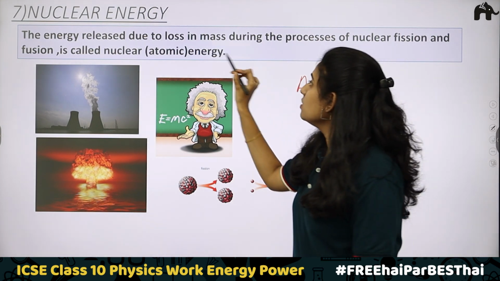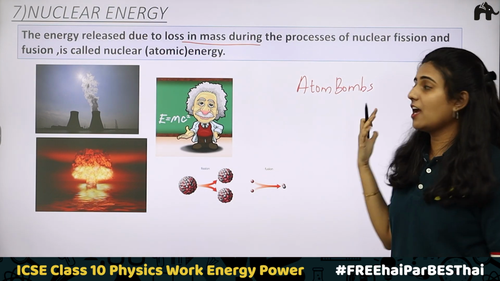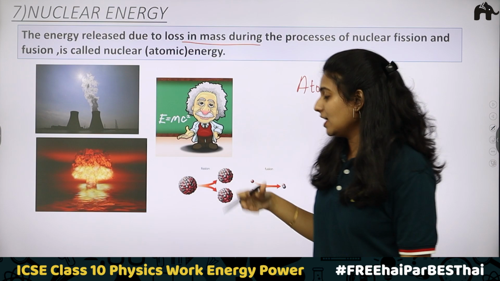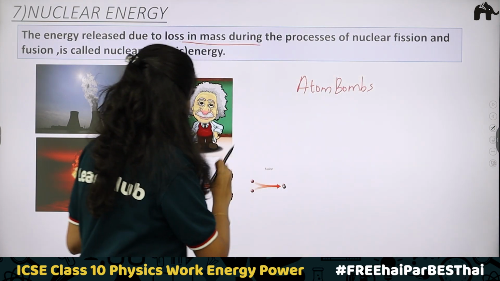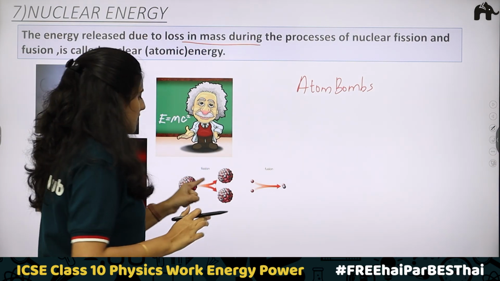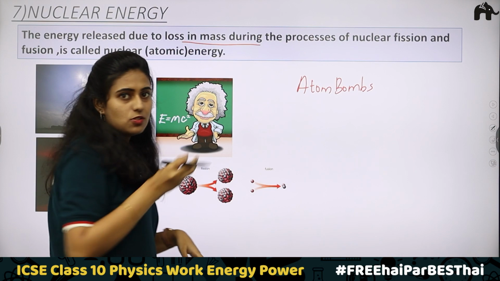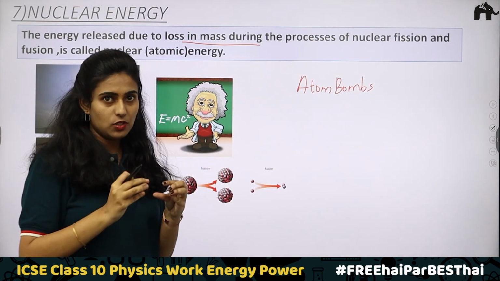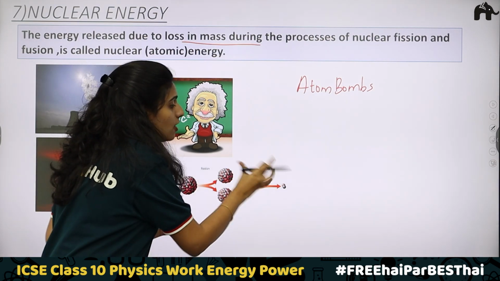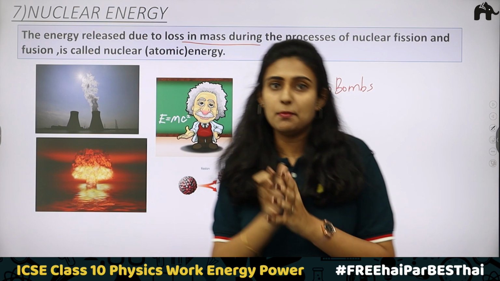The energy released due to loss in mass during the processes of nuclear fission and fusion is called nuclear or atomic energy. What is fission and fusion? When a nucleus breaks into two smaller nuclei, it is a breaking process, we call this reaction nuclear fission. And when two smaller nuclei combine to form a single nucleus, this reaction is called fusion. Here it is breaking and here it is fusing, that is, combining.